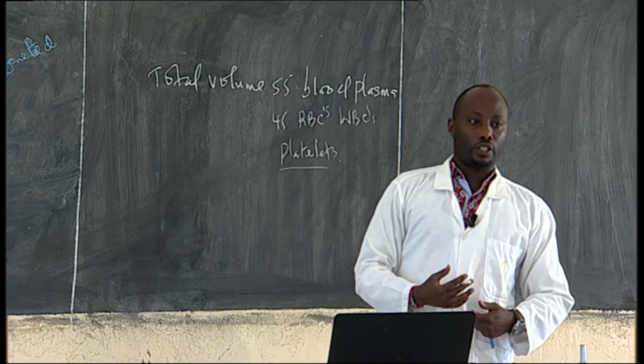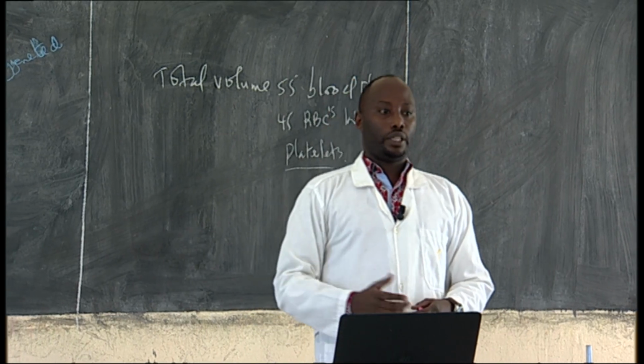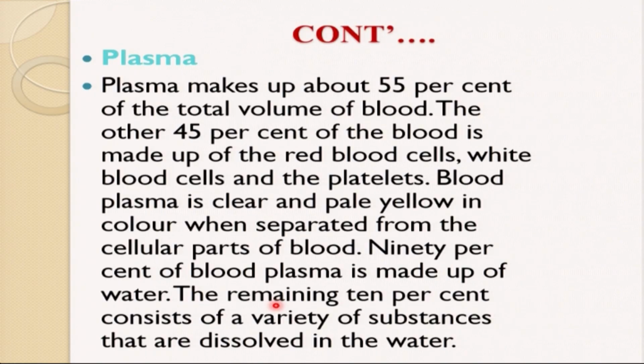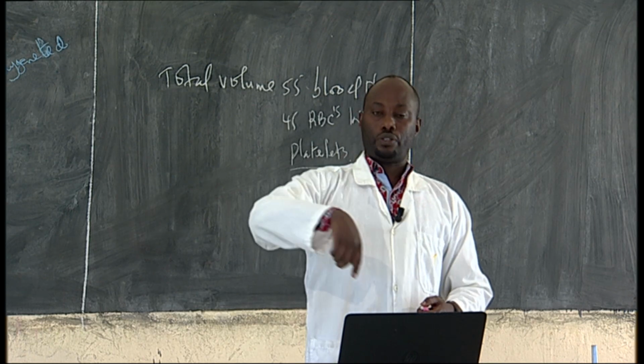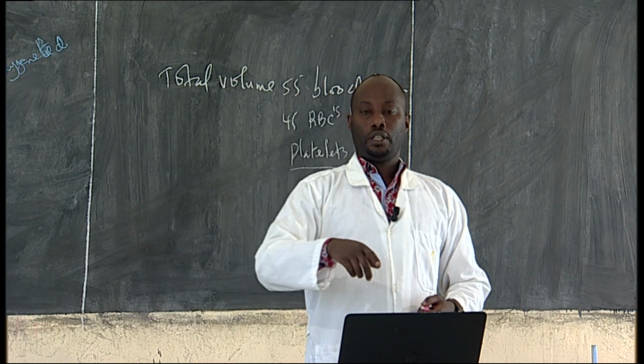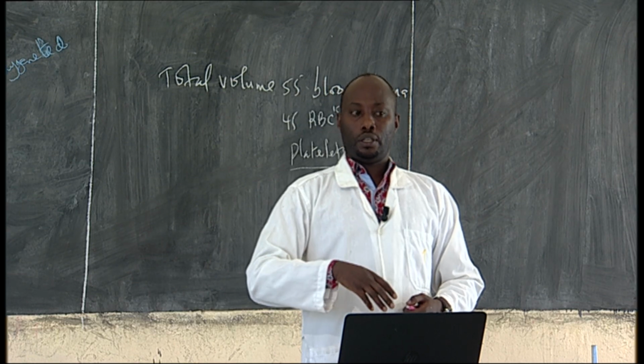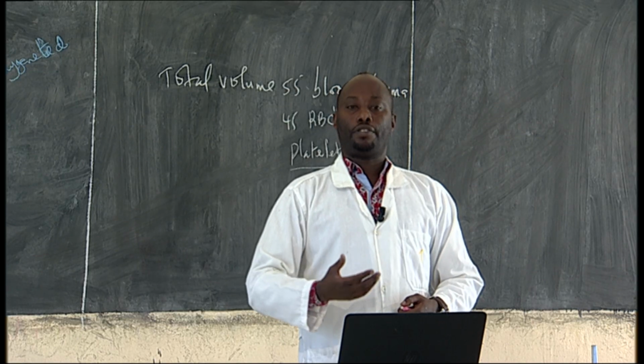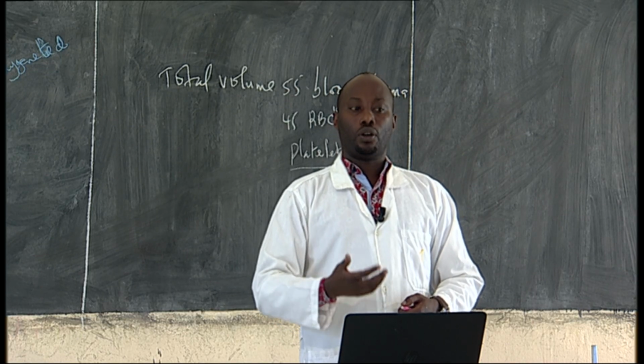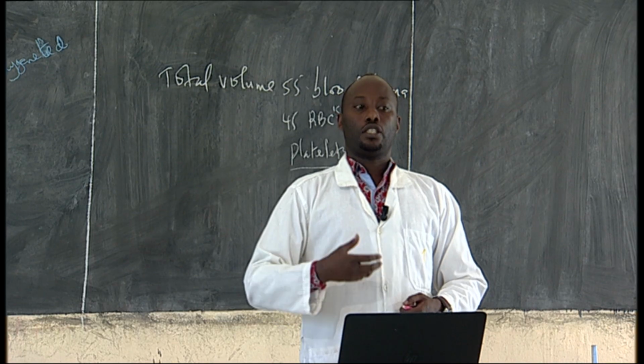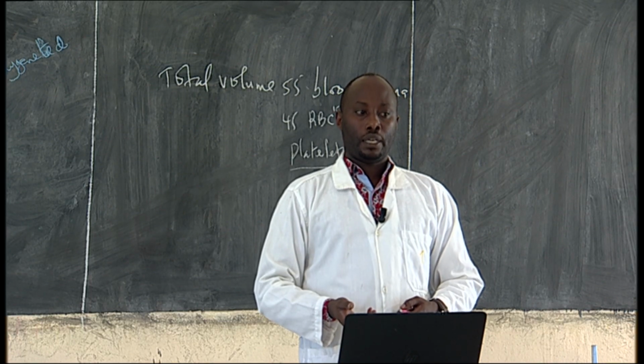So that is 45%. I mentioned that the blood plasma is clear and pale yellow in color when separated from the cellular parts of the blood. When you separate it from the cellular part by using centrifugation, a centrifuge, the blood can be separated in that way. Now we can identify that the pale yellow part is the blood plasma.